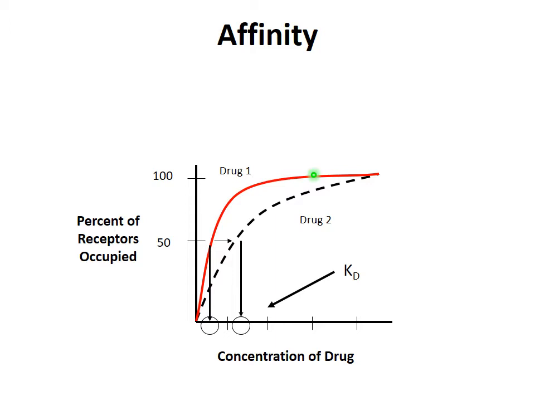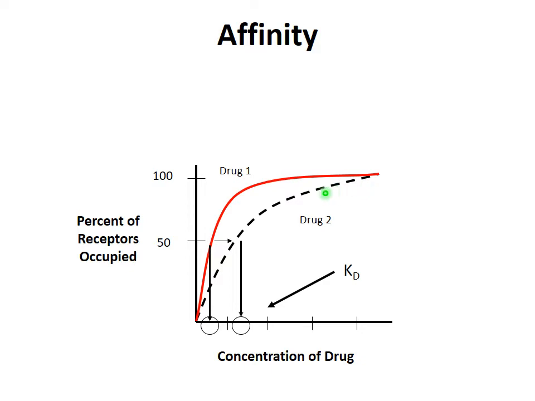And let's just look at these two hypothetical drugs. Drug 1 in red, where the solid line is going up. As we increase the concentration, eventually we can get to 50% of receptors occupied. And if you drop down to the baseline, the x-axis, and figure out that concentration, then that would be considered the KD.